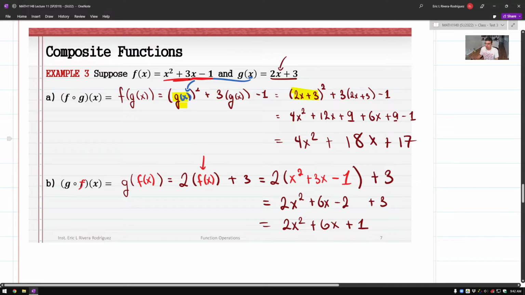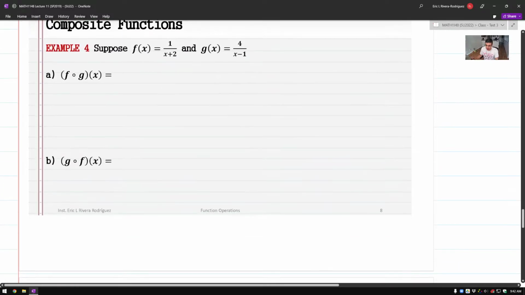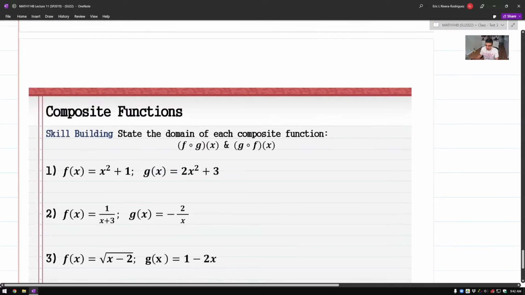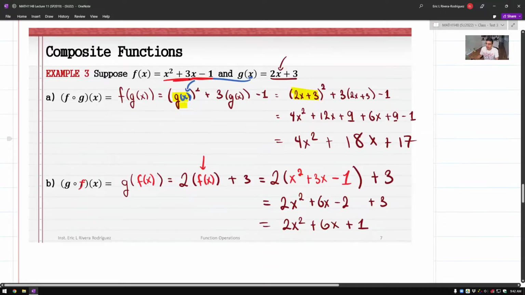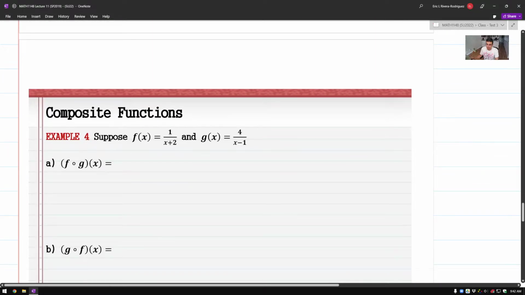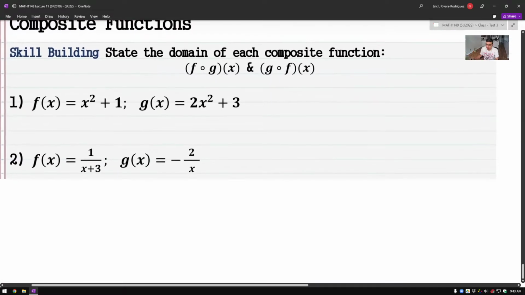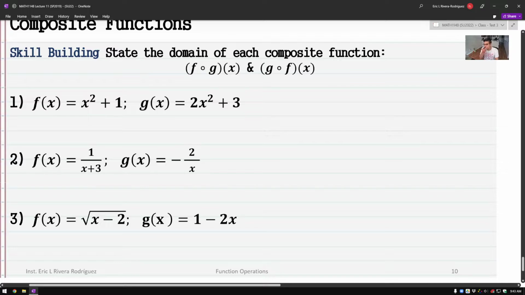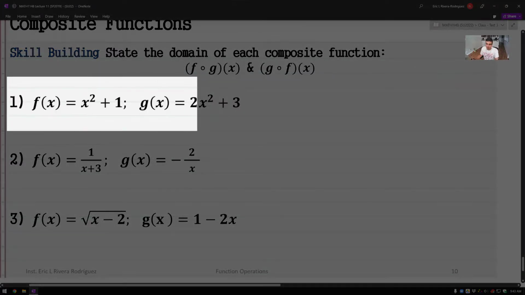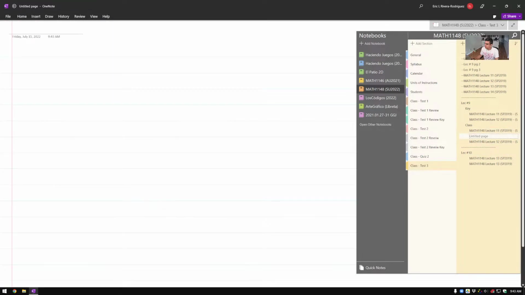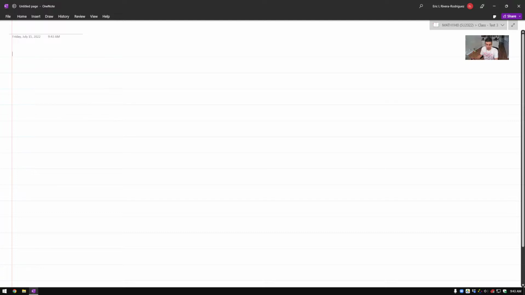Yeah. Let me see if I have another one that is good to try. Okay, those are examples. I will get back to this example just in a moment. Let's do these exercises here. Are they the same? No, they are different. So let's do this one. Let me copy and paste this.